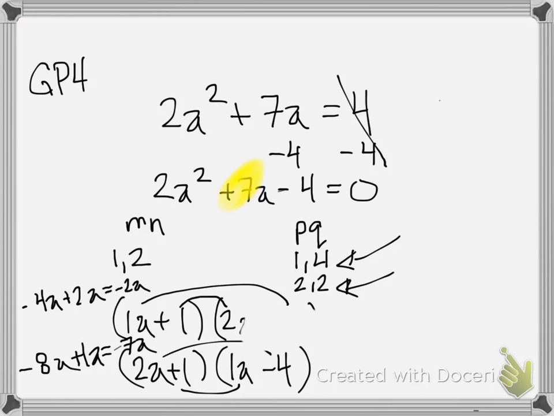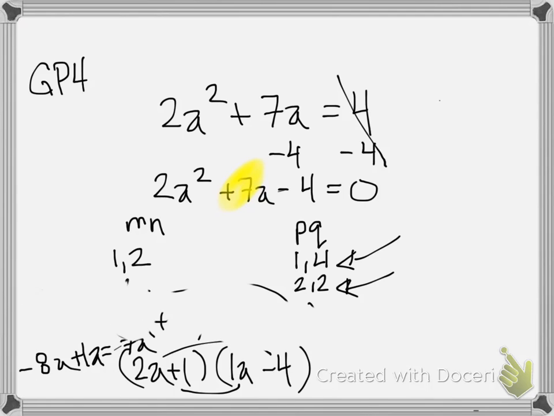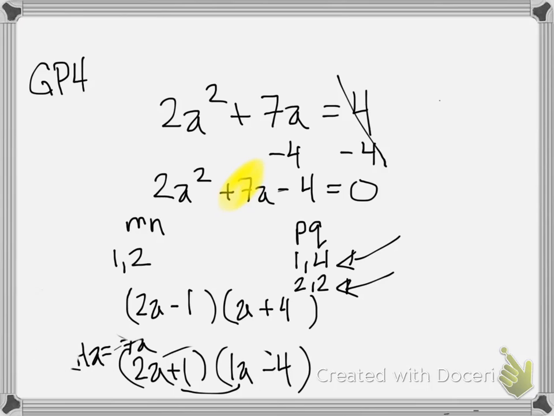To make some space, I'm going to go ahead and erase our work. And I'm going to continue with our next trial. We know we're on the right track. It's just our sign is wrong. So let's proceed with that 2a, but instead of plus 1, let's do minus 1. And instead of minus 4, let's do plus 4. So all we're doing is we're changing the signs around for this third trial.